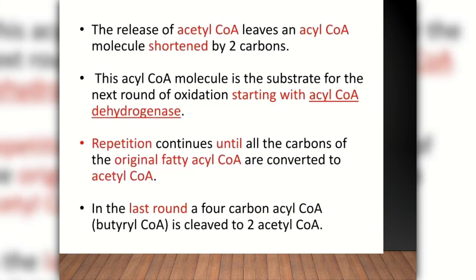The release of acetyl-CoA leaves an acyl-CoA molecule shortened by two carbons. This acyl-CoA molecule is the substrate for the next round of oxidation, starting with acyl-CoA dehydrogenase. Repetition continues until all the carbons of the original fatty acyl-CoA are converted to acetyl-CoA. In the last round, a 4-carbon acyl-CoA is cleaved to 2 acetyl-CoA.